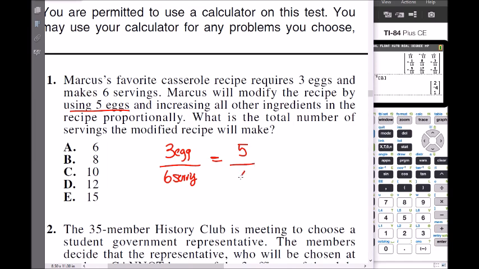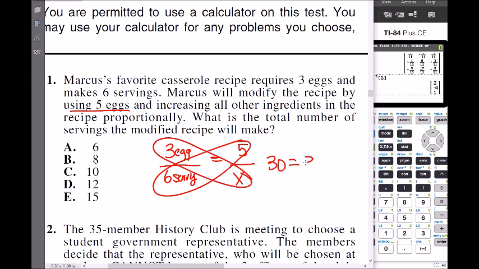So X, right? When you set up a ratio, you cross multiply it. So 5 times 6 is 30, which should equal 3 times X. So when you divide by 3 on both sides, X equals 10.